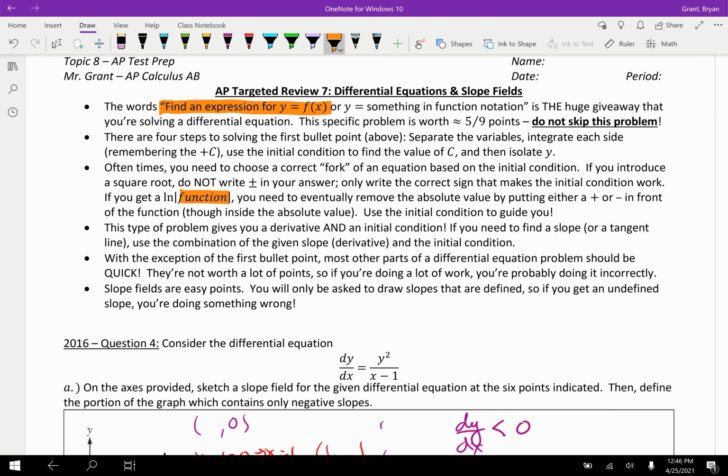This type of problem is usually going to give you a derivative and an initial condition. So if you need to find the slope of a tangent line, you'll probably have to use the initial condition and substitute it into the derivative. Okay? Generally, with the exception of when you have to find the expression, when you have to solve the differential equation, these problems should be pretty quick. If you're doing lots and lots of work on it, you're probably doing too much work.